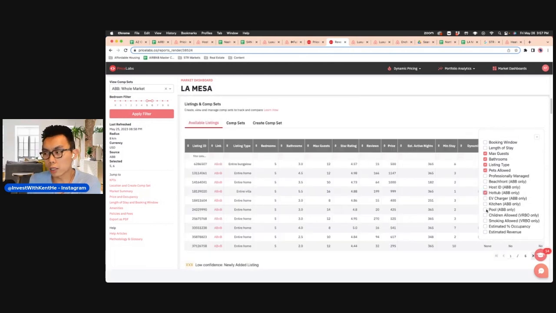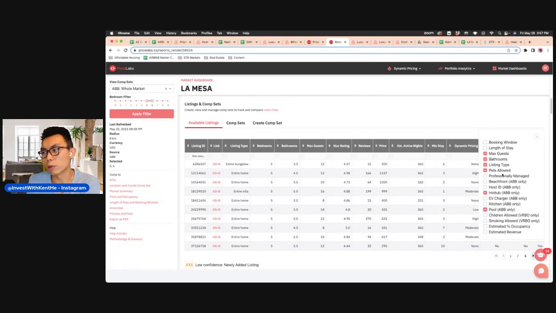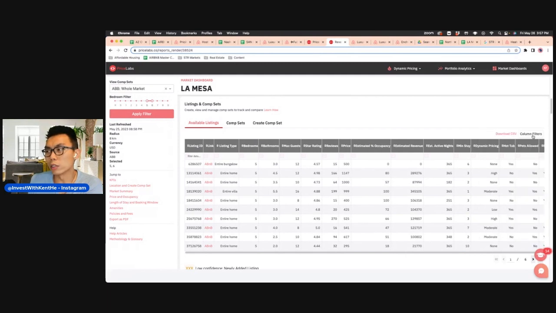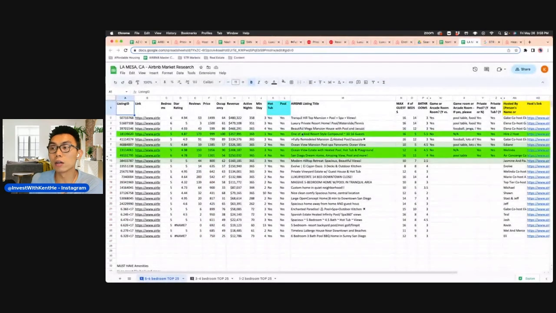Then I always put in a hot tub, put in a pool. I always put in pets allowed, just to understand whether or not it's a market where allowing pets is a mandatory item, since a lot of folks got pets during the pandemic. And finally, estimated occupancy, estimated revenue. After you get all these data points, what I then do is download the CSV and export it. Then I go through every single property and try to understand and click, where are my top properties?